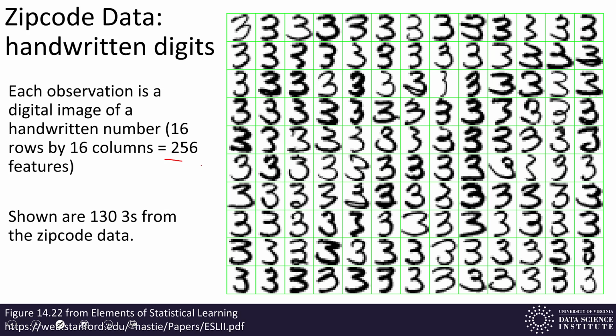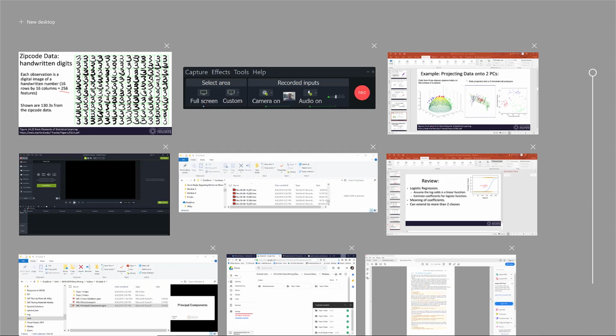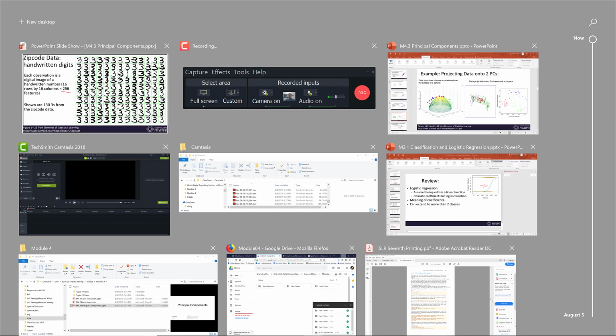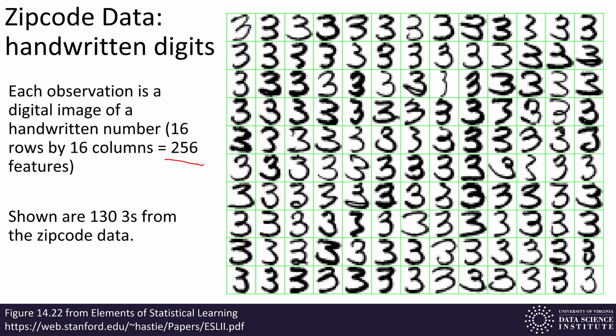And so we have 256 features. Each pixel is a feature. And so we treat each of these little images of a 3 as a point in that feature space. And so we're going to apply principal components analysis to this set of 3s. And so in the Zipcode data, there's 1 through 9, and the goal is to look at these different images of these different handwritten digits so that a computer can automatically tell what the person has written, so that the computer can read the zip codes on mail and sort it quickly at a post office, for example.